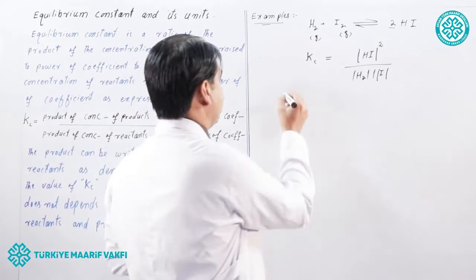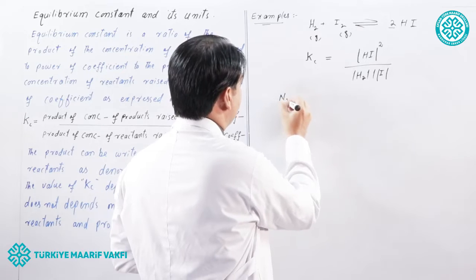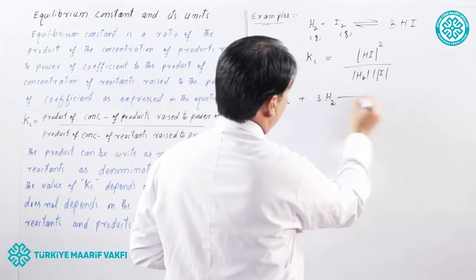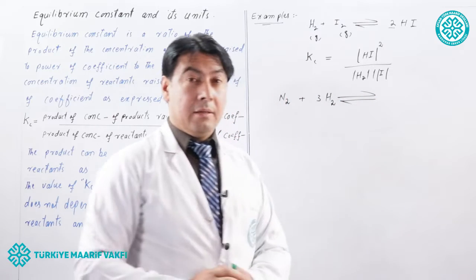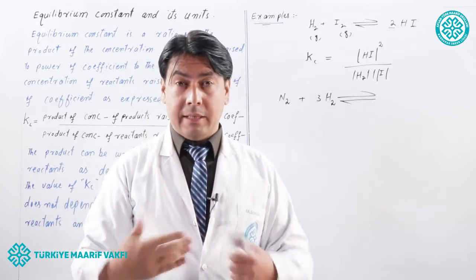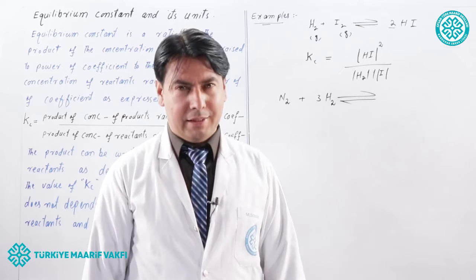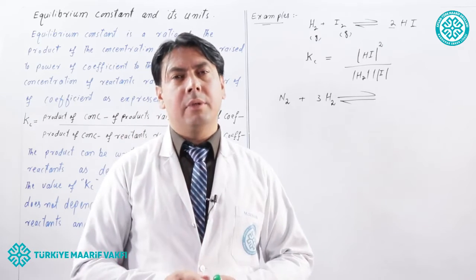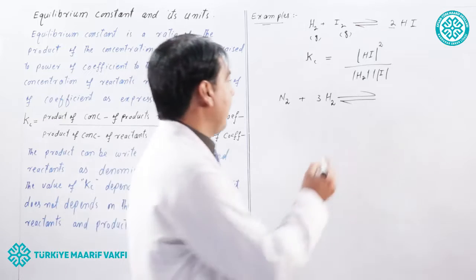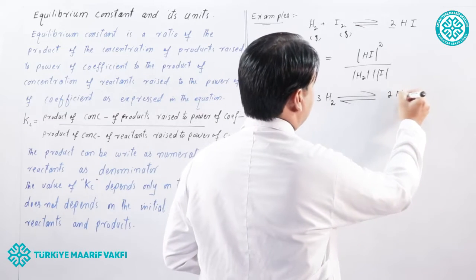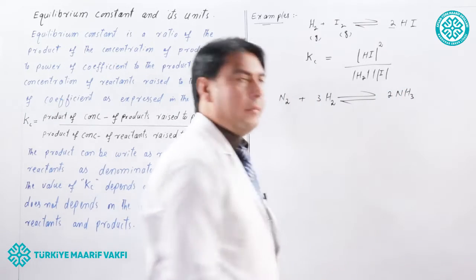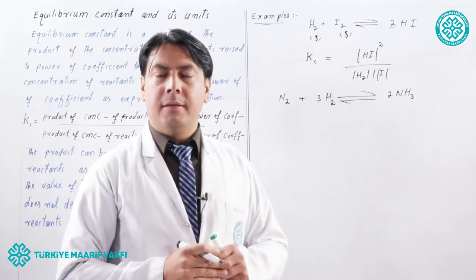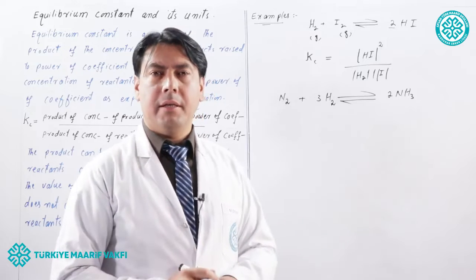Similarly, another example, N2 plus 3H2. When the nitrogen reacts with hydrogen, they will produce ammonia, and the ammonia can be reversibly broken down into nitrogen and hydrogen. So, 2NH3 is formed. What is the equilibrium expression Kc for this balanced chemical equation?